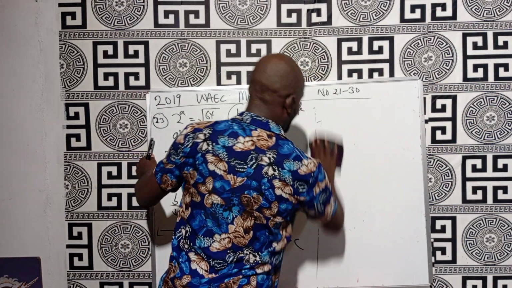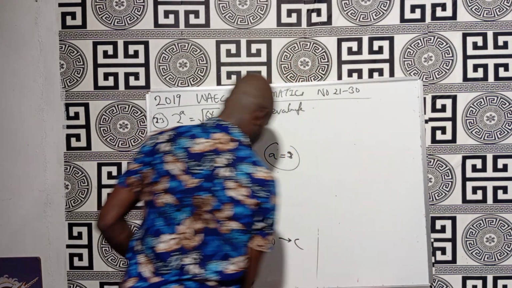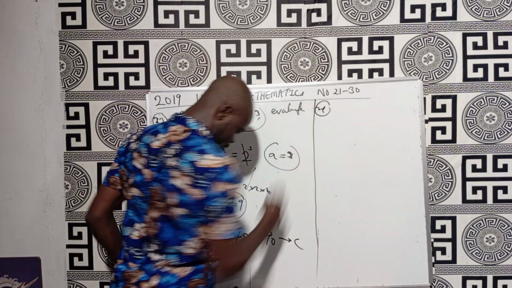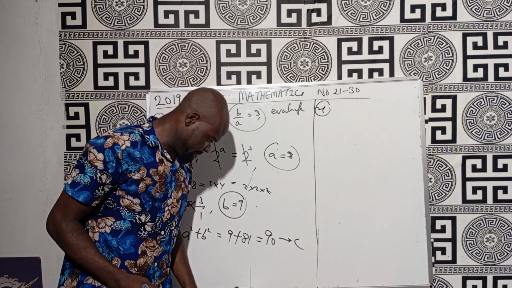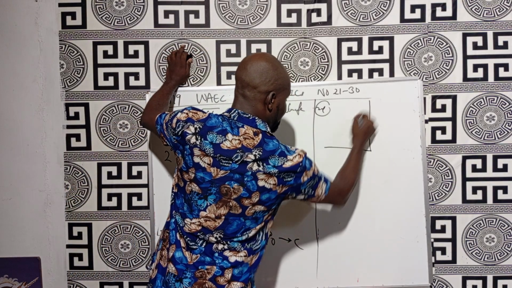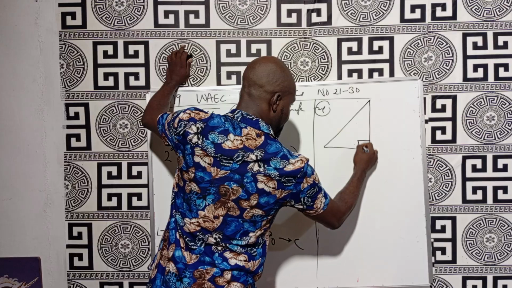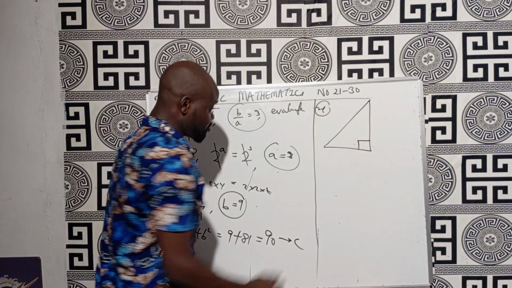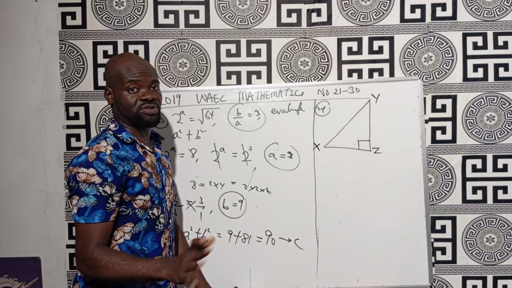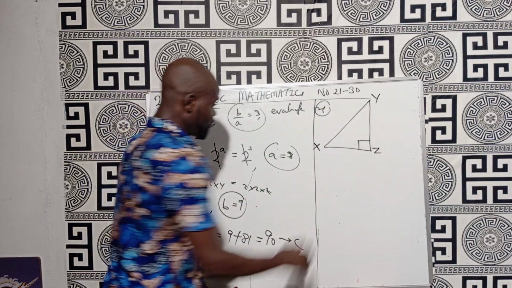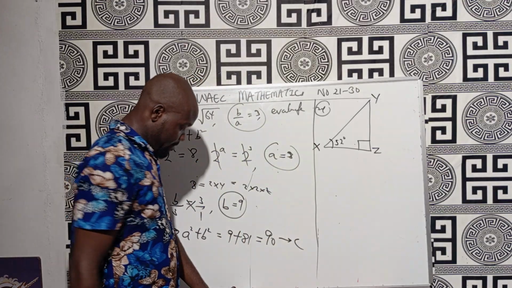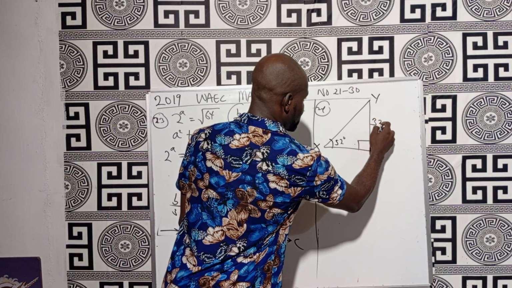Number 24. So let's see. Number 24. We have this diagram here. That's a triangle, a right angle triangle. So we have our x, y, z. The diagram is not drawn to scale. We have 52 degrees here. Then we have 32 centimeters.